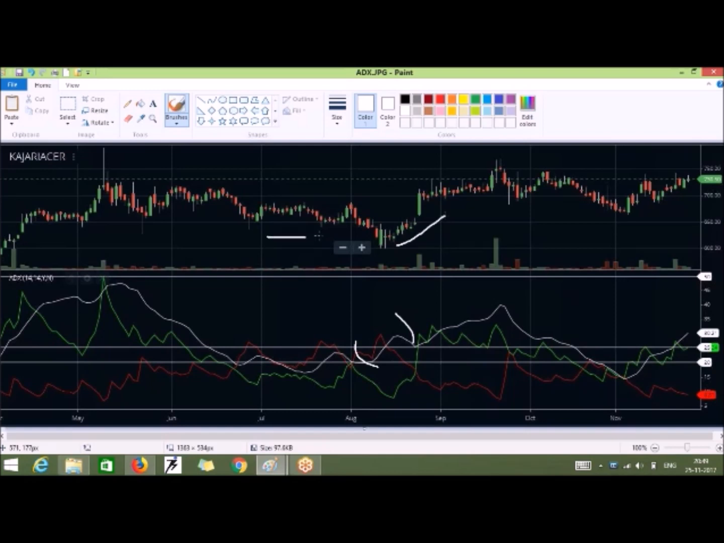Here you can see it is above 20, which indicates strong strength. Here it was a range bound market, and again it came down, but from here when it started rising and ADX was also continuously moving up, you can see it moved till this level.